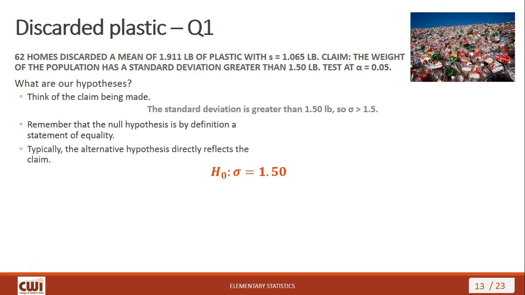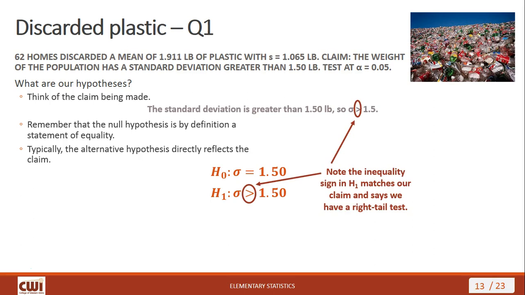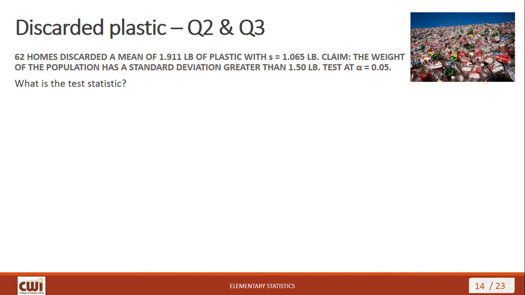The alternative hypothesis typically reflects the claim. In this case, we can actually reflect the claim in the alternative hypothesis because there is no semblance of equality in the symbolic representation of our claim. So therefore, we're just going to adopt that as our alternative hypothesis. Note that we have the match between our claim and our alternative hypothesis. And using the greater than inequality sign tells us we have a right-tailed hypothesis test. Now let's tackle the next question.